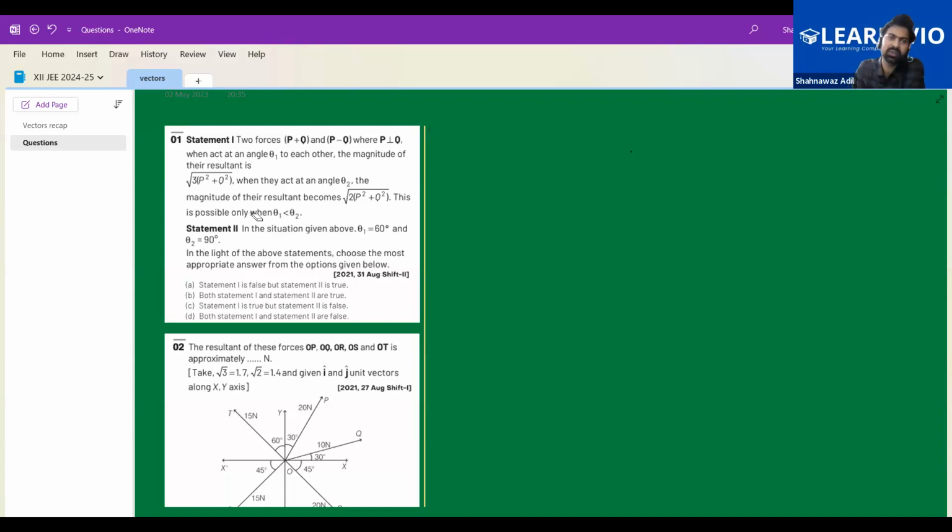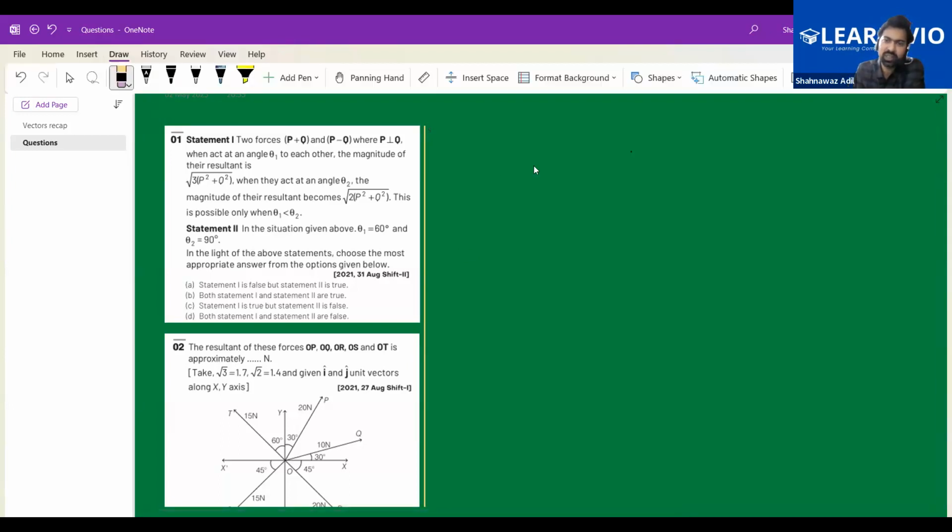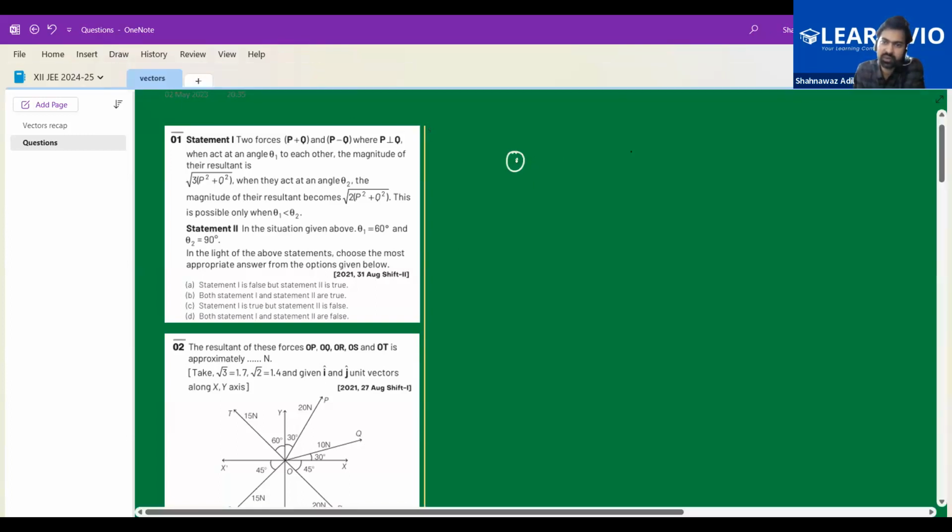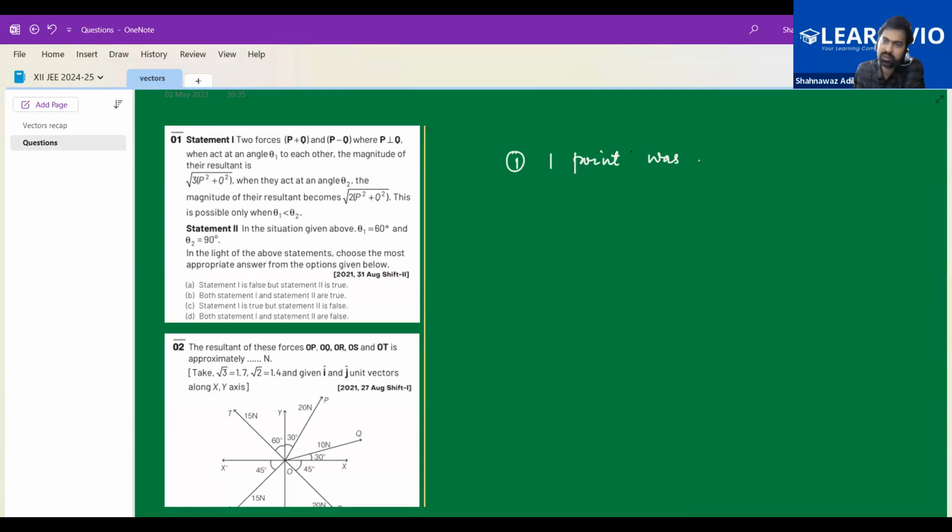Guys, remember that one equilibrium was that only one point was at equilibrium, right? And the second equilibrium was that the system was at equilibrium, right? So you would have understood two kinds of equilibrium, right? Is it clear?